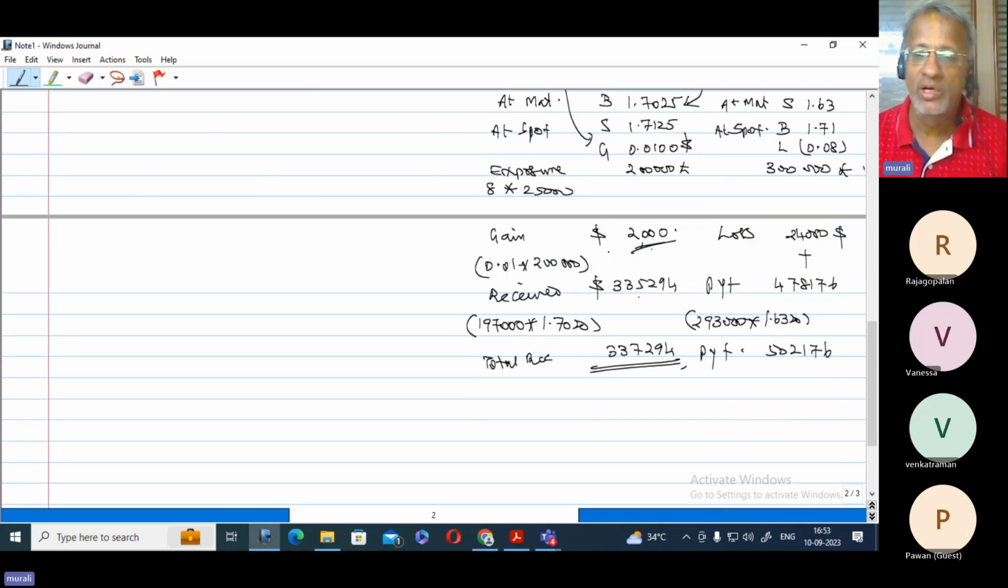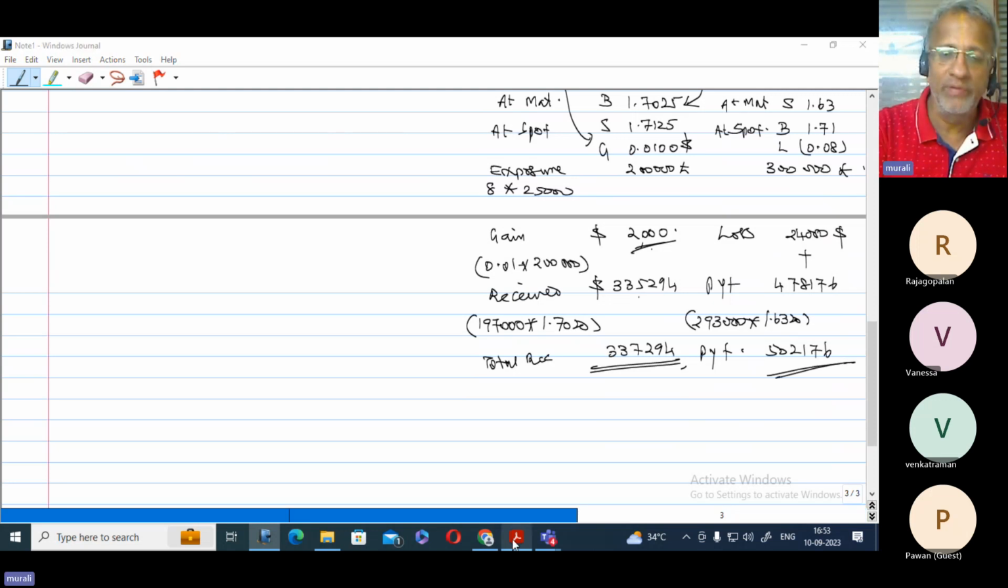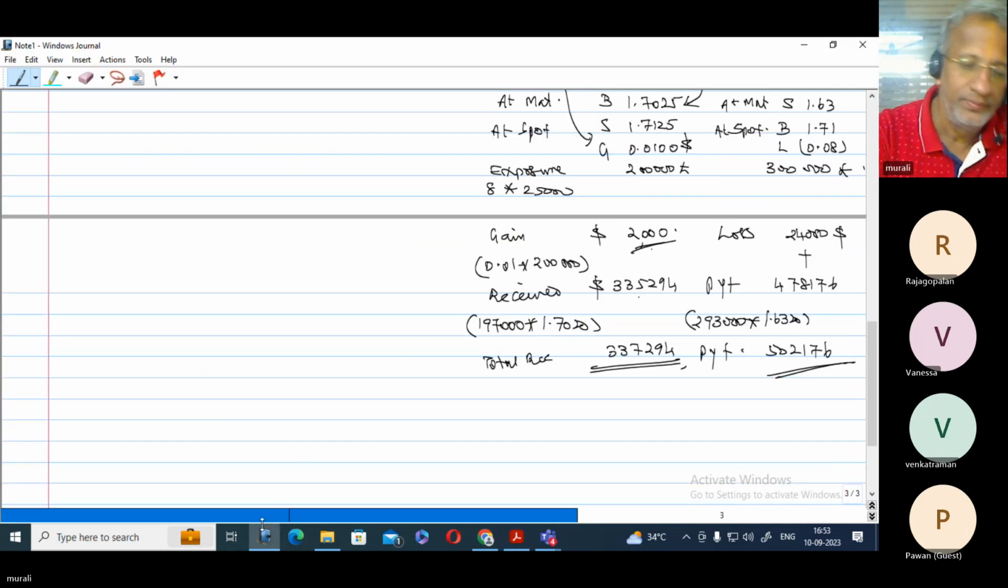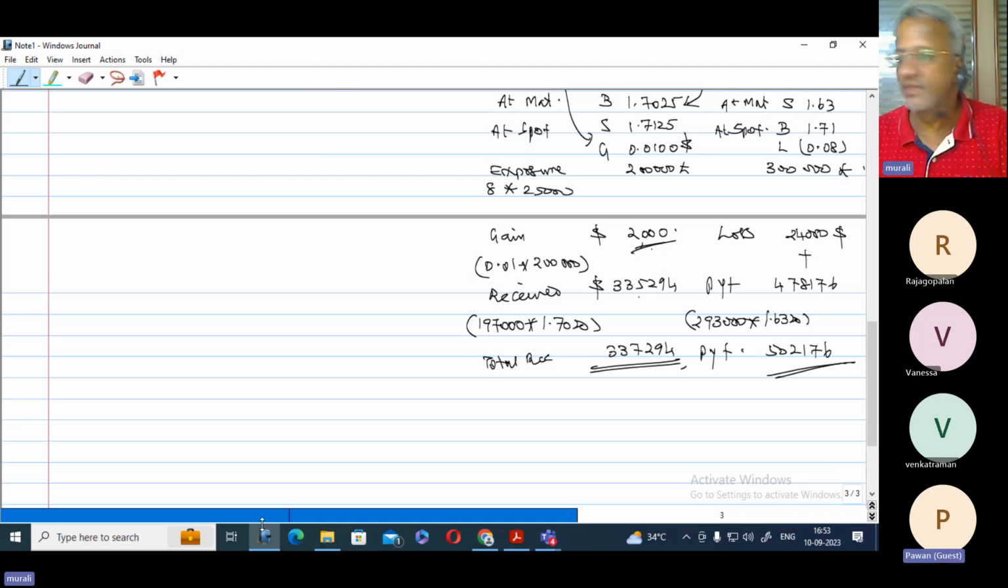So therefore, if you are asked to comment on this, we would say futures market is the best for receivable exposure, worst for payment exposure. That is the way we can comment, and that is what we got to finally say. Is that okay, all of you? Are you in a position to follow this? Yes, sir. Yes, sir.